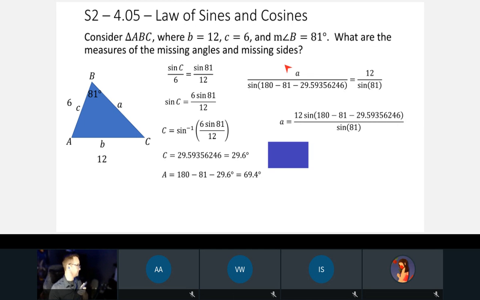Okay. All right, Emily, you win. Apple calculator for president. 11.3732. So 11 point... So I'll just say 11.4. 11.4 is side A. All right. You win.